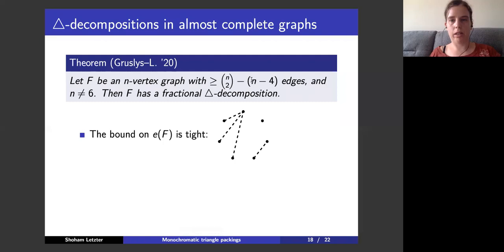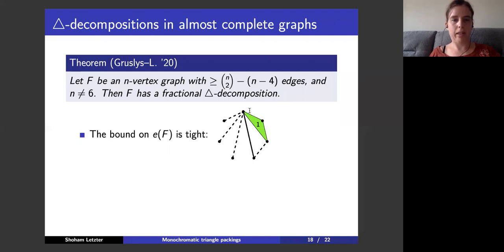Okay, so this n-4 is again tight. Here's an example on 7 vertices. I take one vertex, put all the missing edges incident with it, and one extra missing edge. And now if I look at this edge, it is in exactly one triangle in F, this triangle. And so if I want to cover this edge completely, I need to give this triangle weight 1. But then this edge will not have any triangles that it can join to, so I cannot cover all of the edges in this F.